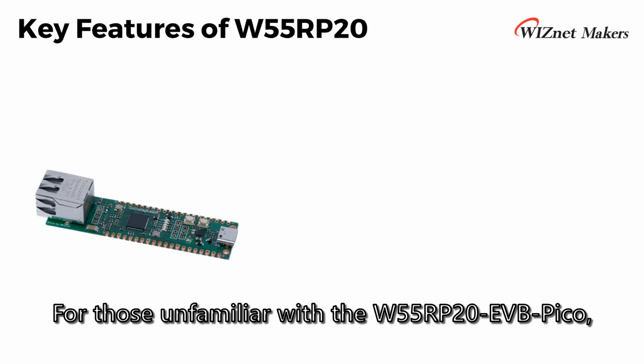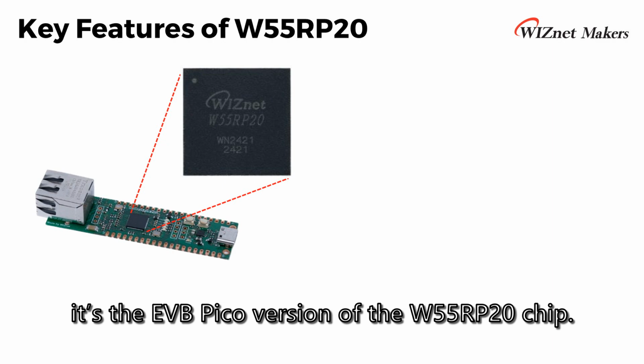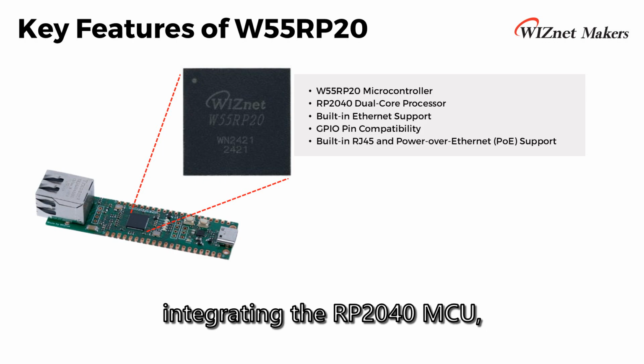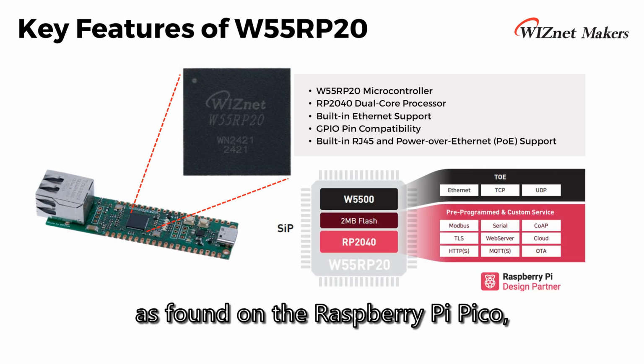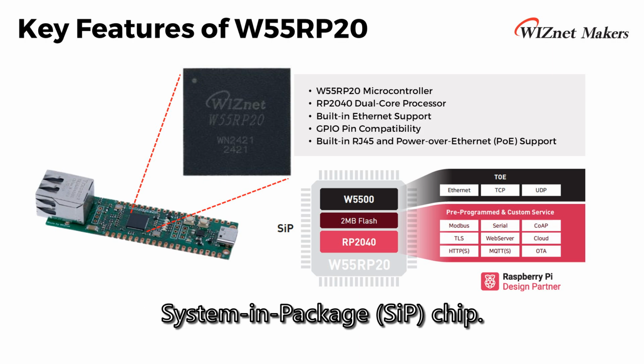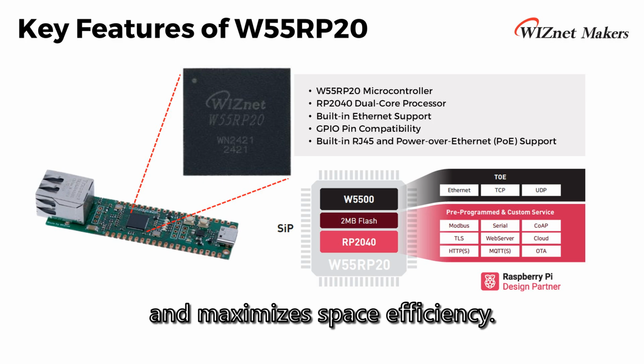For those unfamiliar with the W55RP20-EVB-Pico, it's the EVB-Pico version of the W55RP20 chip. The W55RP20 is the first in WIZnet's Ionic series, integrating the RP2040 MCU, as found on the Raspberry Pi Pico, with W5500 Ethernet into a single system-in-package (SiP) chip. This design simplifies PCB layout and maximizes space efficiency.